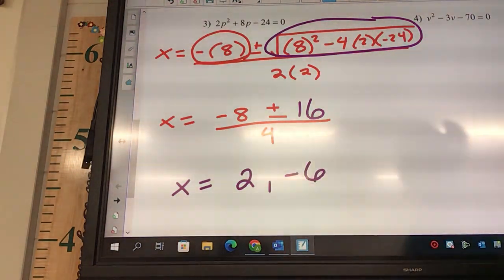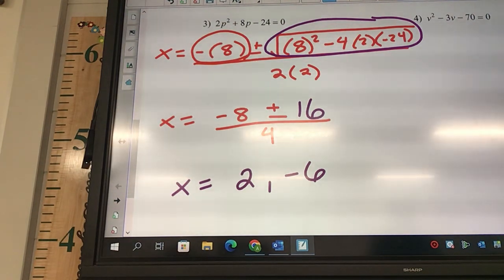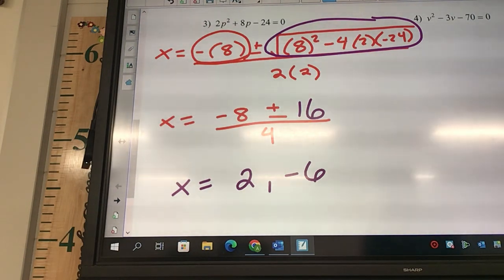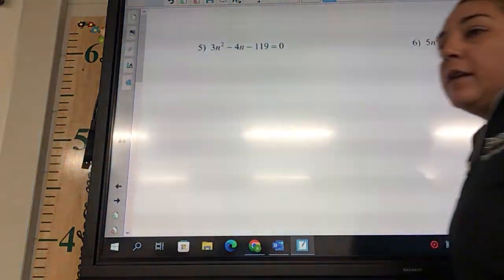Good. So don't type them all the way out if you don't need to. It's just doing too much work. Okay, 5.